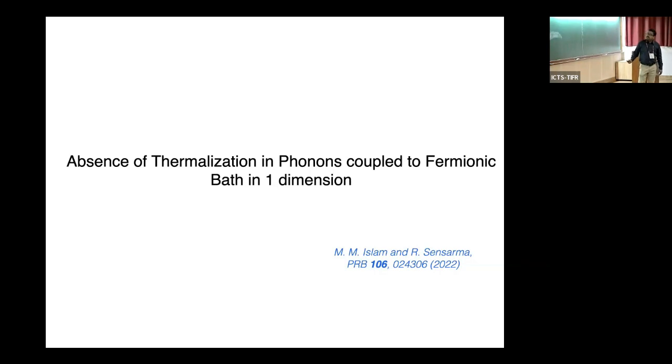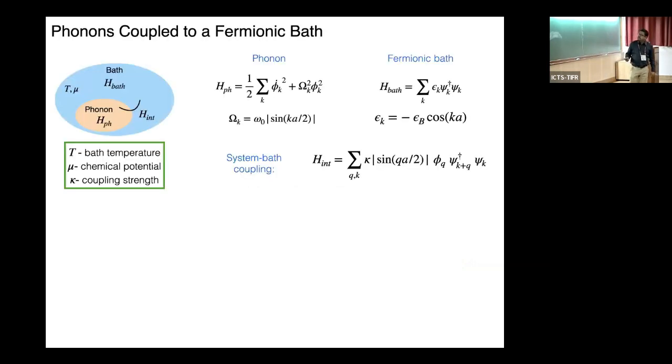So the first thing I want to talk about is that if you have phonons which are coupled to a fermionic bath in one dimension, then the phonon modes do not thermalize. Okay, so how do we see this? Let's take a model. We have a bunch of phonons with dispersion omega k square.